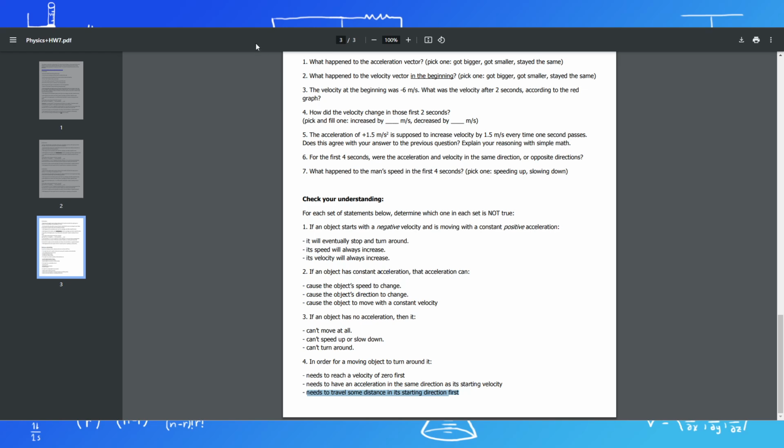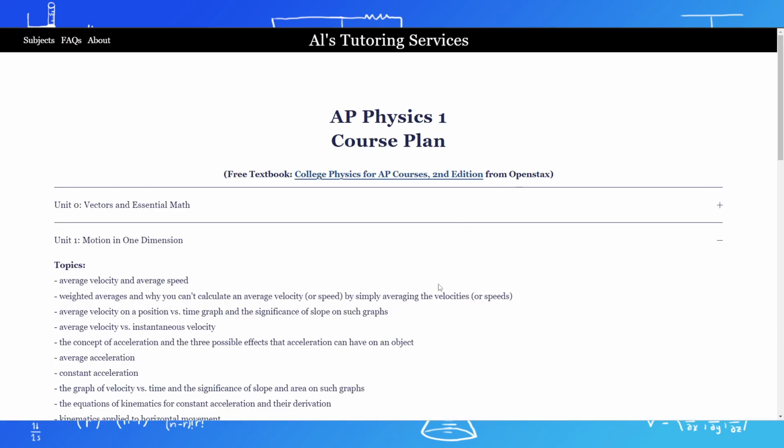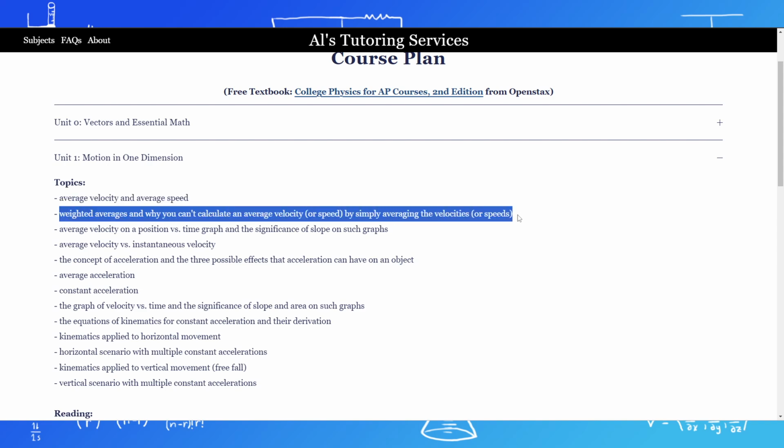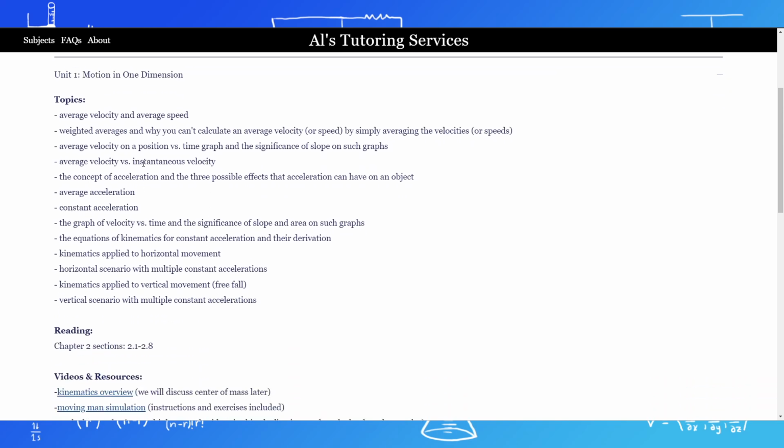Now, where do I want to go from here? Or should we call it a day? Let's see. We talked about average velocity and average speed. We talked about weighted averages. Maybe a little too much. Average velocity on a position versus time graph and the significance of slope. We talked about that. We talked about average versus instantaneous velocity. And instantaneous speed is just the magnitude of the instantaneous velocity.